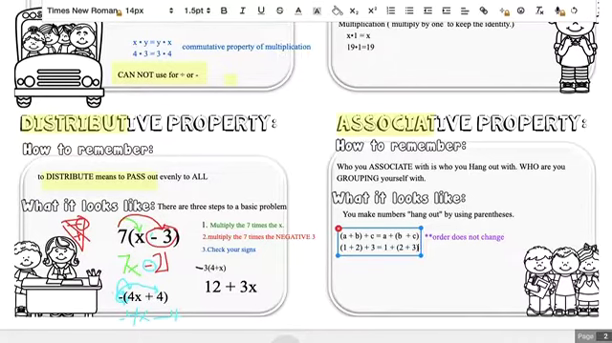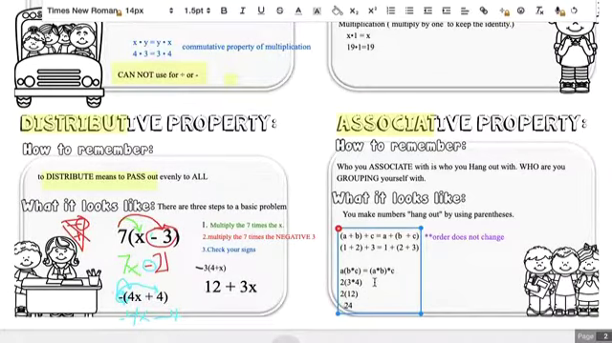This also works with multiplication. With multiplication, you might see (A times B) times C is the same thing as A times (B times C). Now let's show that with numbers so that you can really see. What if I said 2 times (3 times 4)? I have to do the 3 times 4 first. So I get 2 times 12, and 2 times 12 is 24.